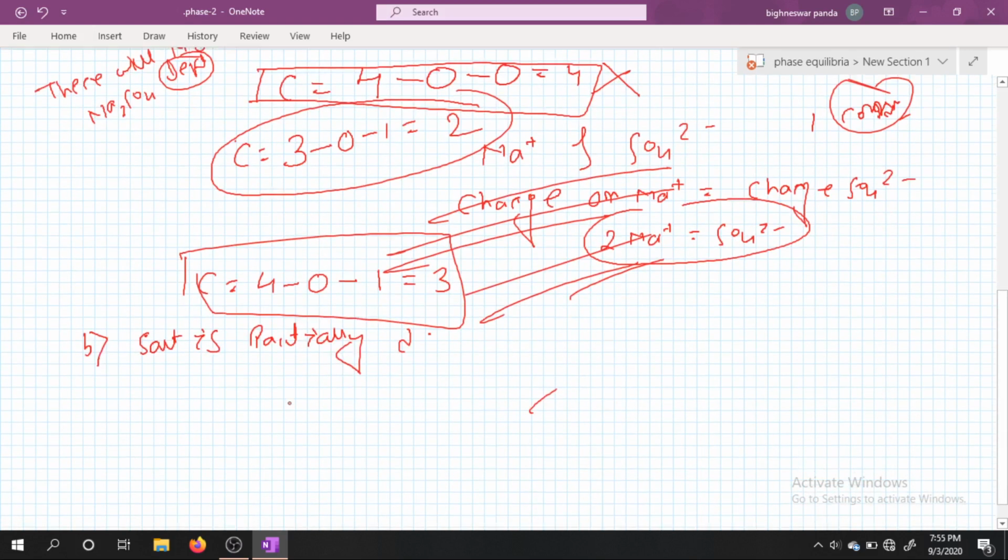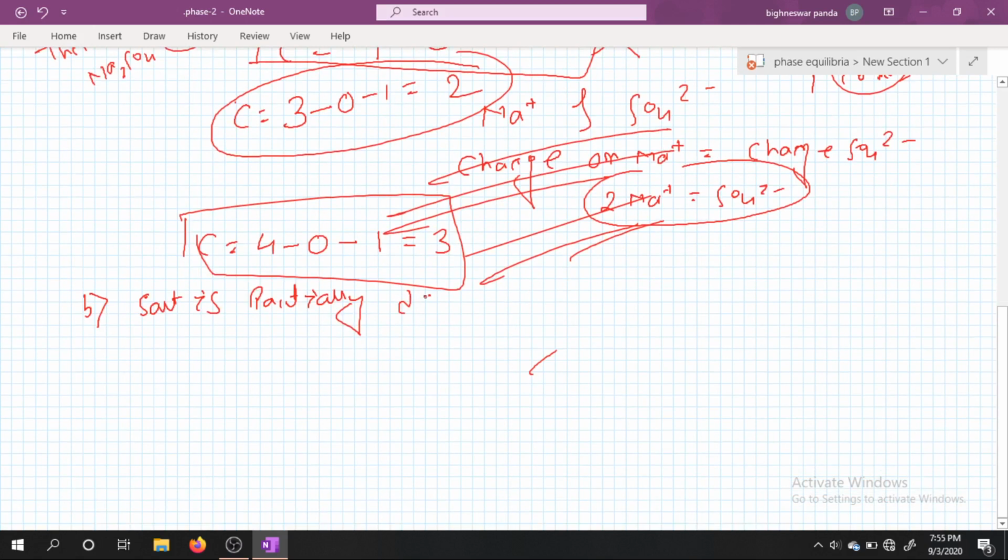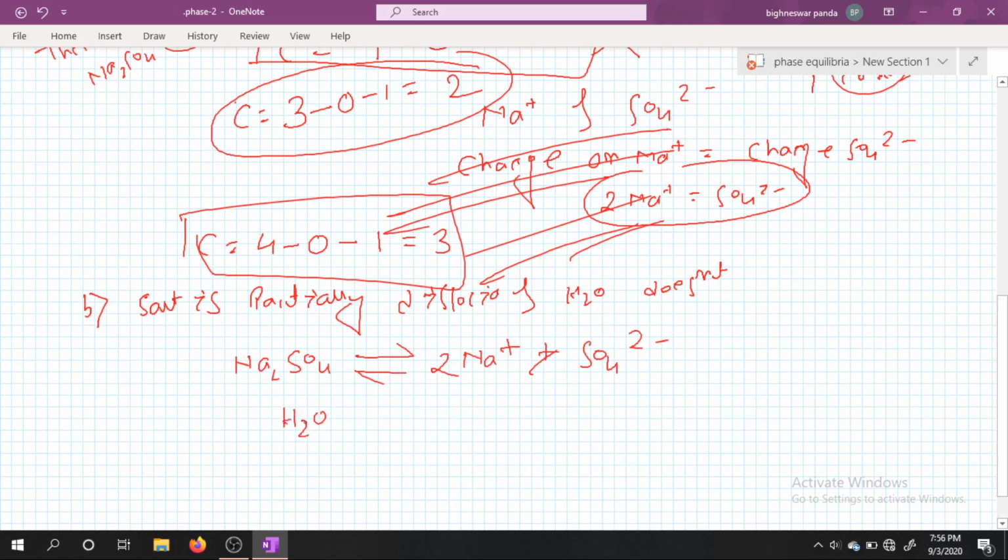Now come to the next point. Salt is partially dissociated and water does not dissociate. So I can say Na2SO4 gives rise to 2Na plus and SO4 2 minus, and water does not dissociate.